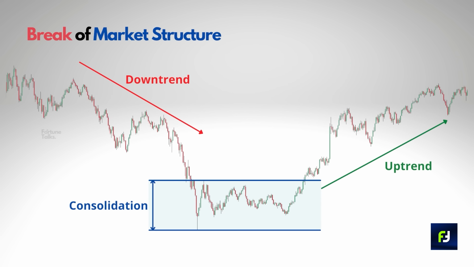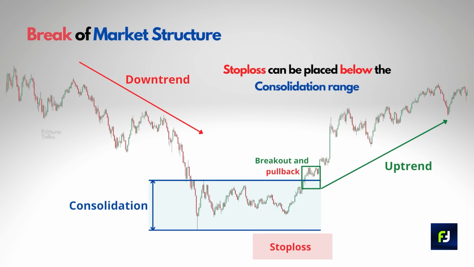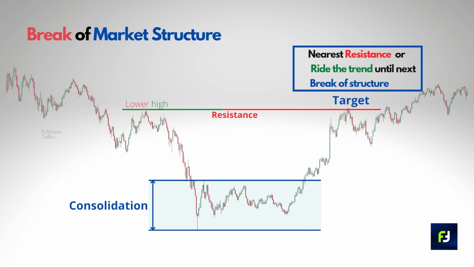In this case also, the reversal may not come quickly. Instead, there can be a consolidation or an accumulation stage where the buyers can come in ample quantities so as to take the market higher. Here also, the trade entry would be when the price breaks above the accumulation stage and moves higher. You can keep a safer stop loss below the consolidation range, and the target can be set as the next nearest resistance level, or simply you can ride the trend until there is again a break in structure.